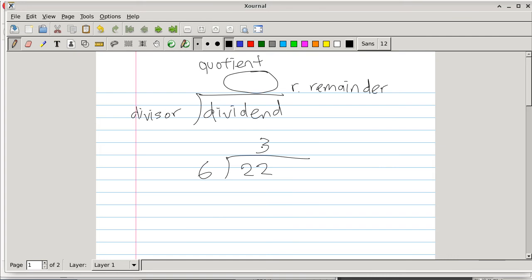The remainder is how much? 3 times 6 is 18, and 22 minus 18 is what is left over. So how much is left over? 4, okay. So what do you use to separate the quotient and the remainder? Nothing, just a space? I just use an R. 3 with a remainder of 4.